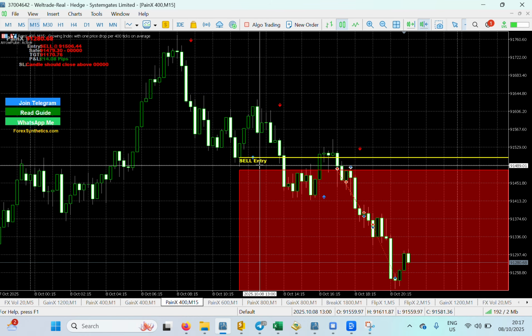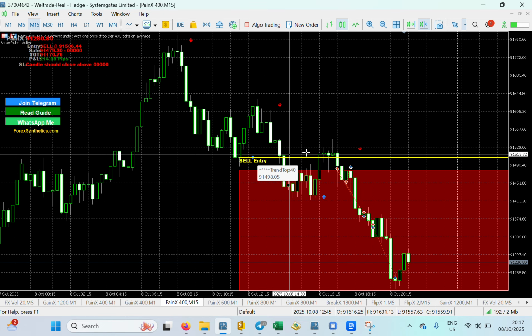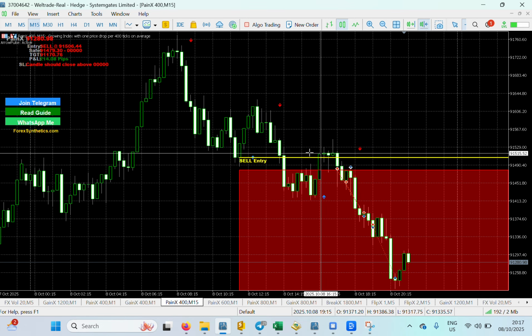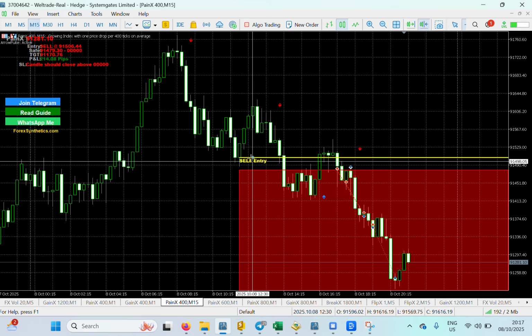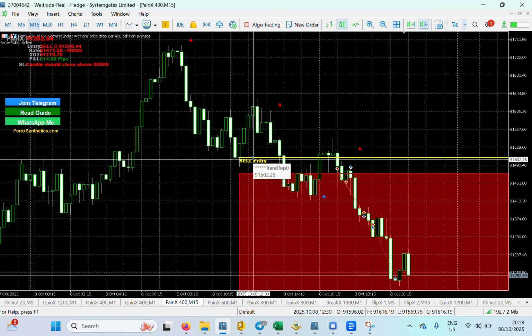When you're seeing a sell entry, only enter when you're seeing a sell arrow. If there is a sell entry, you can't enter on a buy arrow and say that you're buying because there is a sell and the arrow says buy. No, don't do that. Okay, sell entry must go with sell arrow.